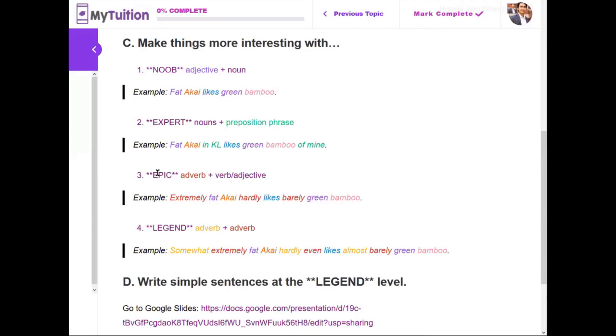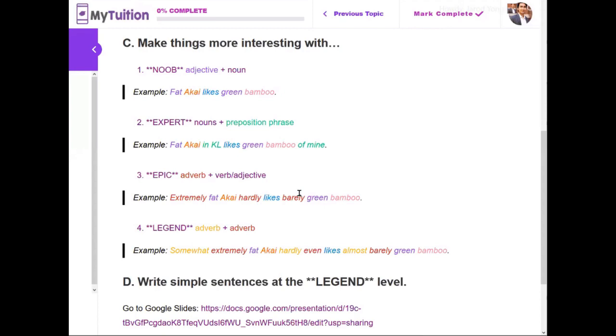If you want to take things to the epic level, add adverbs. Adverbs are the hardest to use. So adverbs you put in front of verbs or adjectives, like those that I've coded in red. Extremely fat Akai hardly likes. So likes is the verb, fat is the adjective, so I can put an adverb in front of adjectives as well as in front of verbs. Barely green bamboo. So green is an adjective, and I can put an adverb in front of it.